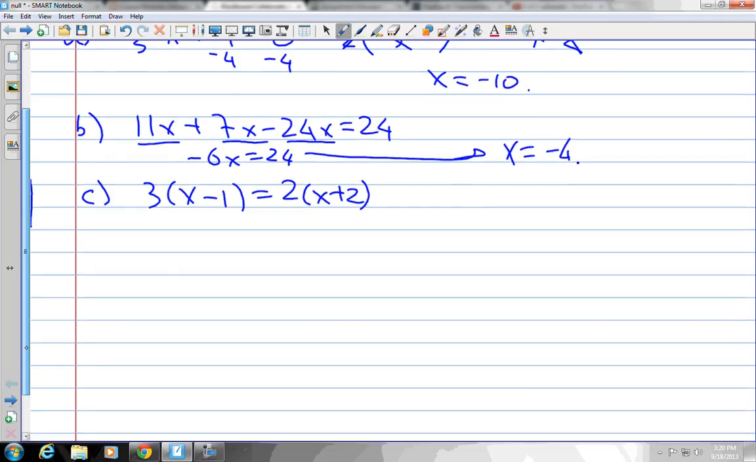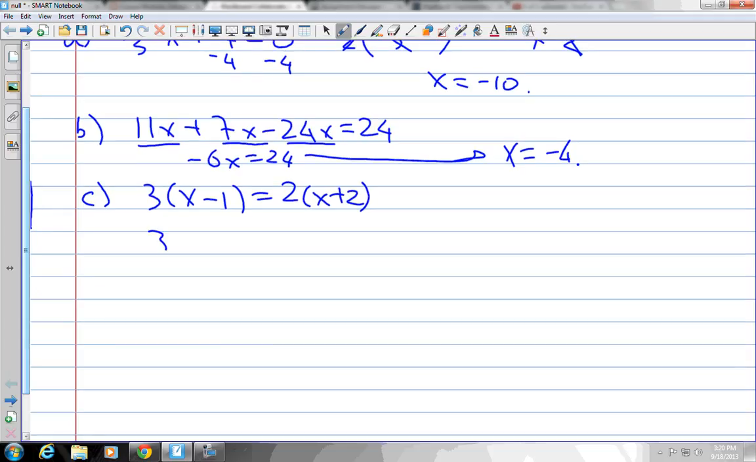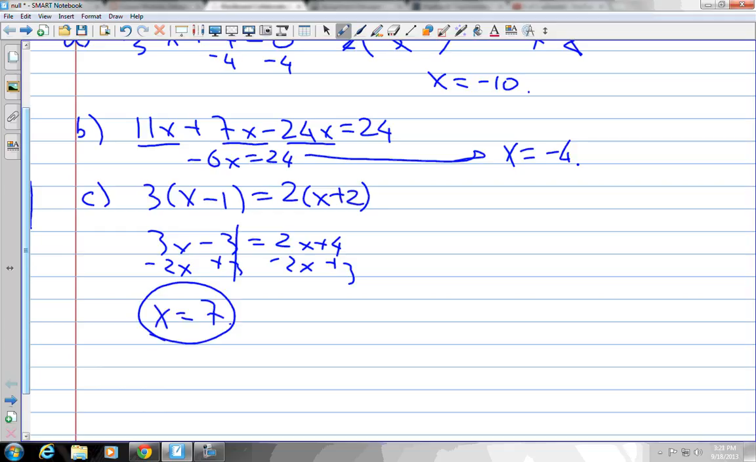What do we do here? Distribute. 3x minus 3 equals 2x plus 4, right? Now what? Add 3. So x equals 7. Yay. That's it.